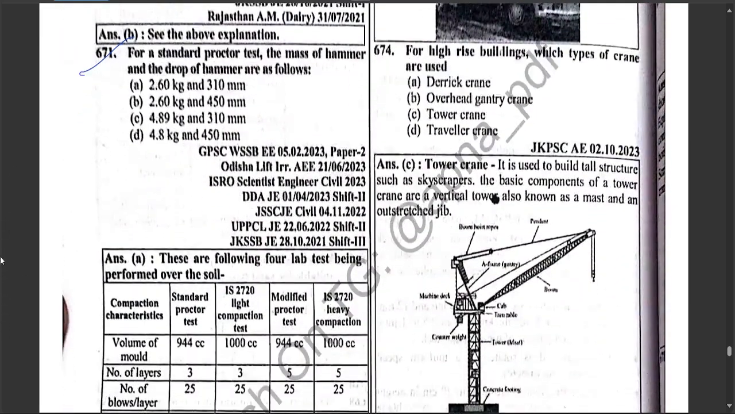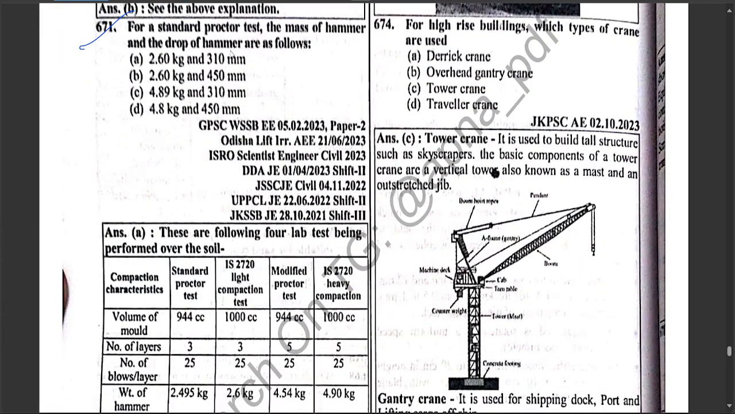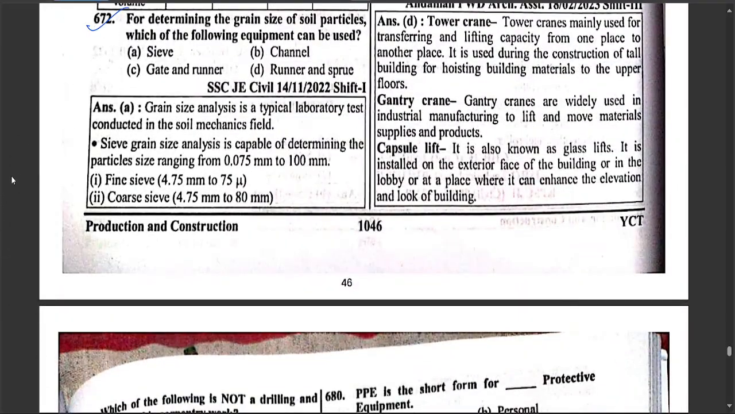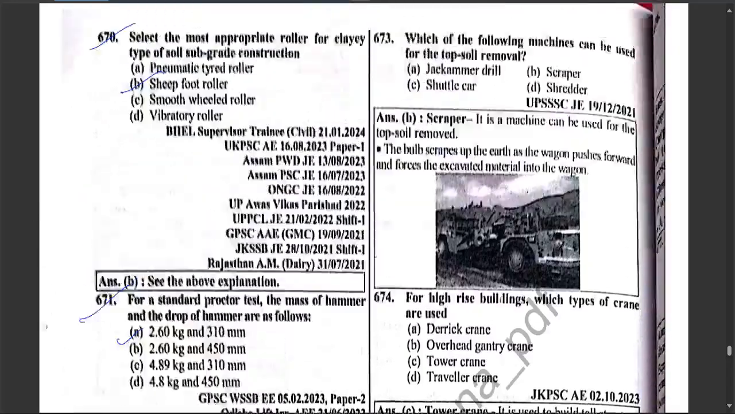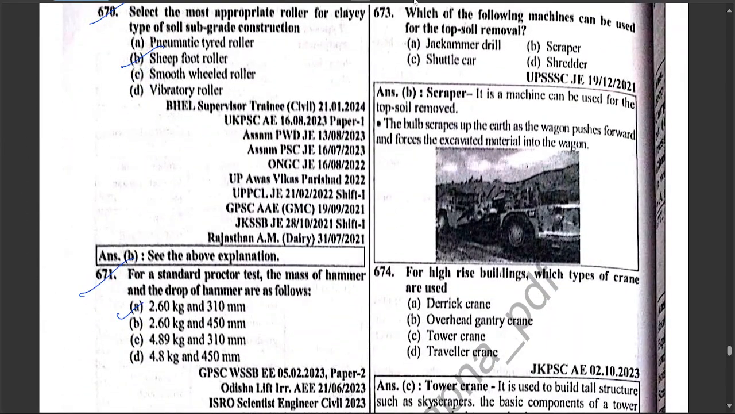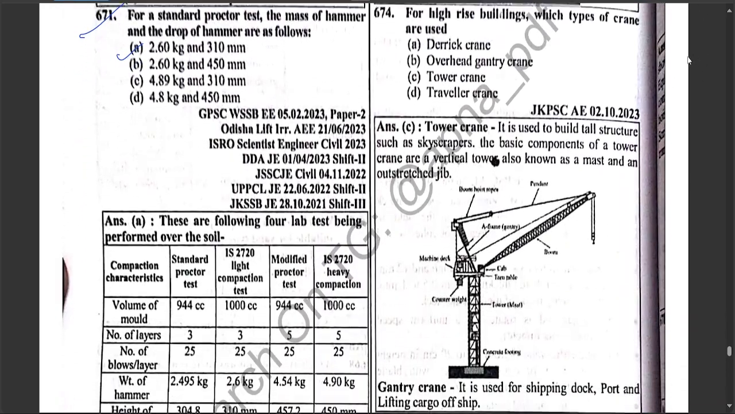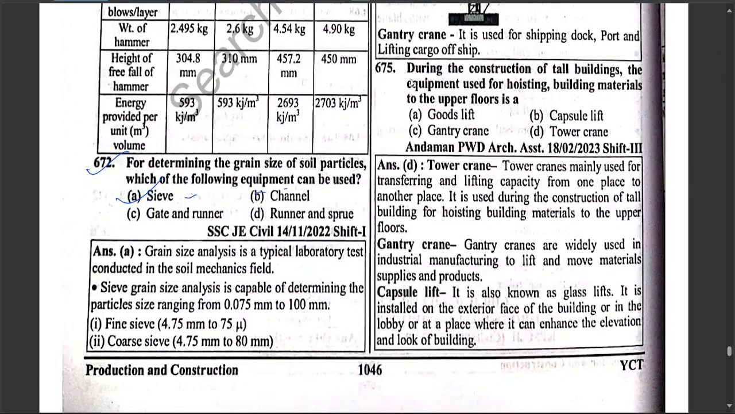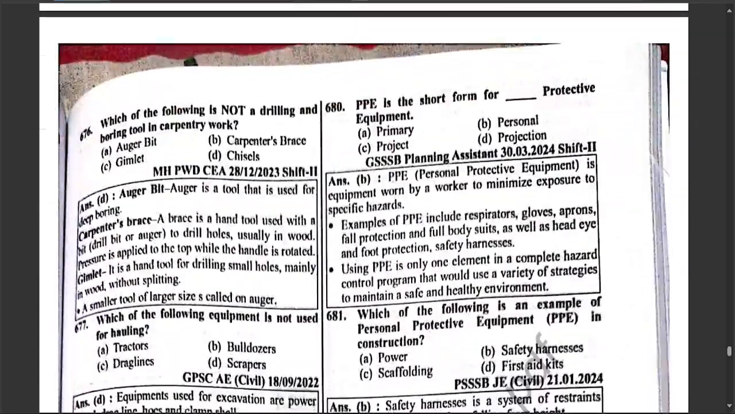For a standard proctor test, the mass of hammer and the drop of hammer are followed, which is 2.6 kg and 310 mm. For determining the grain size of soil particle, which of the following equipment can be used, which is a sieve? Which of the following machine can be used for topsoil removal, which is scraper? For high-rise building, which type of crane is used, which is a tower crane? During the construction of tall building, the equipment used for hoisting building material to the upper floor is which is the tower crane.